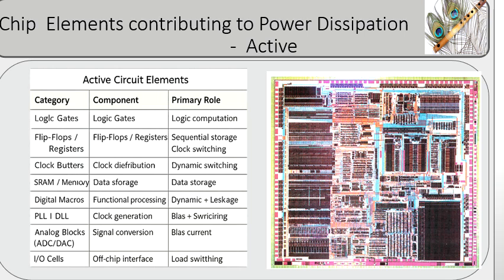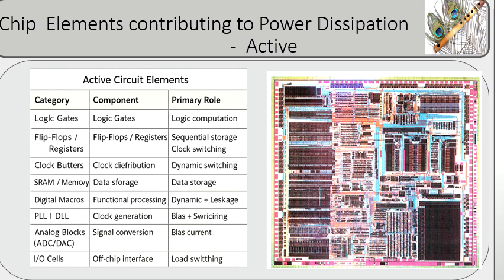Active circuit elements perform the functional operations of an ASIC and account for a major share of the total chip power consumption. Logic gates, flip-flops, memories, clock circuits, digital macros, analog blocks, and I/O interfaces consume power while processing, storing, and transferring data. Their power consumption arises from continuous switching activity, clock operation, internal bias currents, and the need to drive large on-chip and off-chip loads.